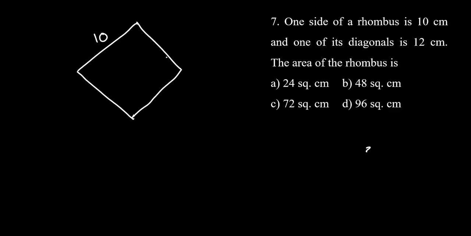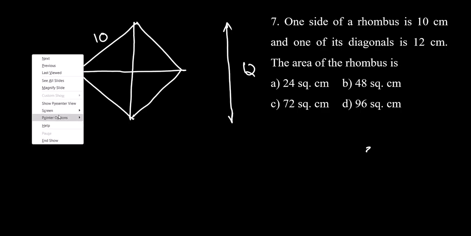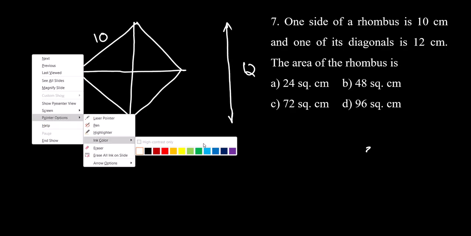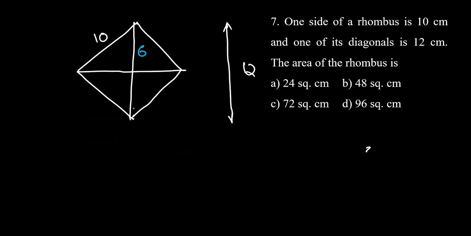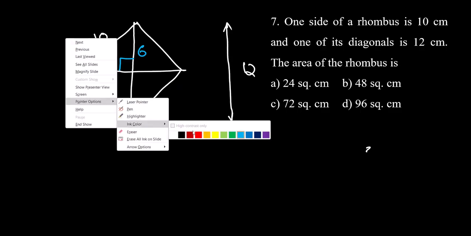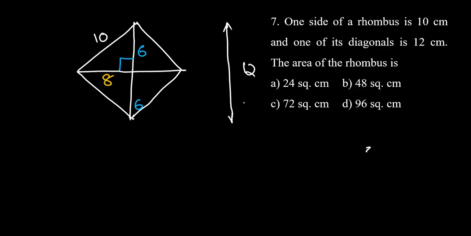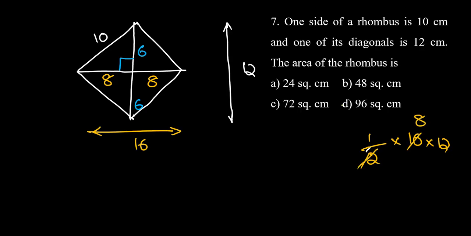One of the sides is 10. One of the diagonals is 12, and half of it will be equal to 6. Automatically we understand the other parameter. This one 6, this one 6. Now using Pythagoras theorem, we got the other side will be 8. 6 square plus 8 square is equal to 10 square. So this will also be 8. Now half into the diagonal, this is 16. The other diagonal is 12. So you can go for 96.